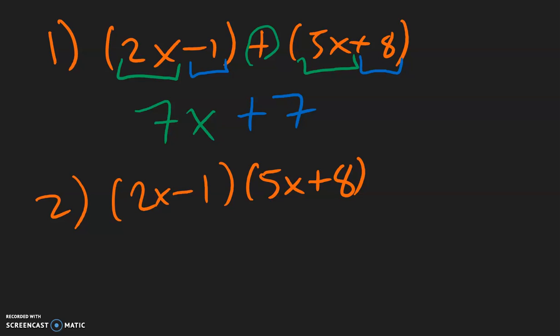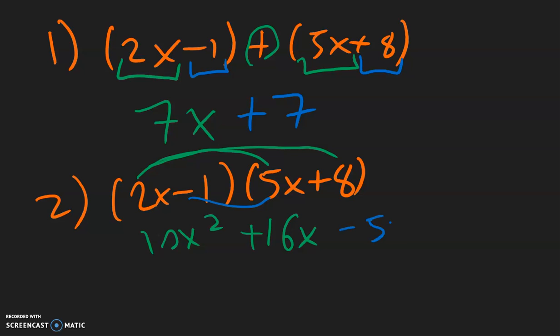Number 2, we need to multiply instead. 2 times 5 is 10x squared. 2 times 8 is 16, positive 16x. Negative 1 multiplied with 5 is going to be negative 5x, and negative 1 multiplied with 8 is negative 8, and no x's here.